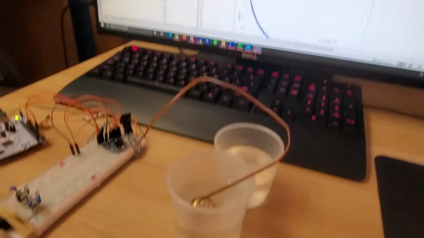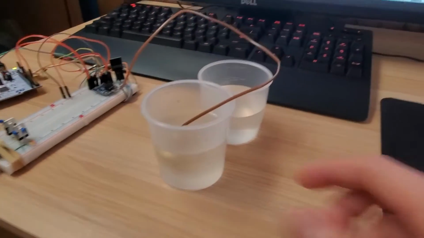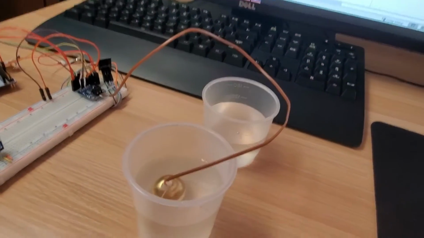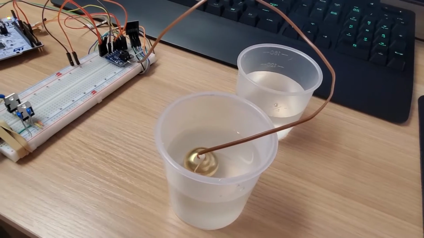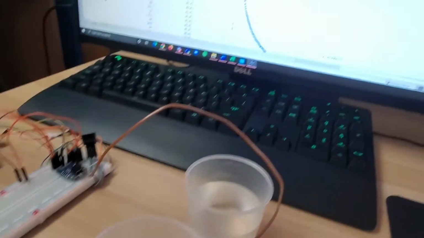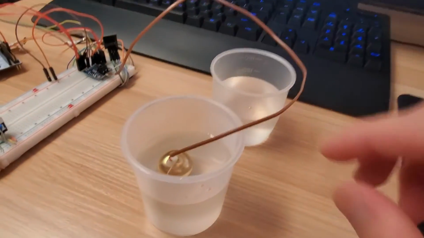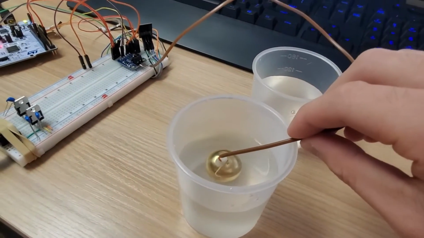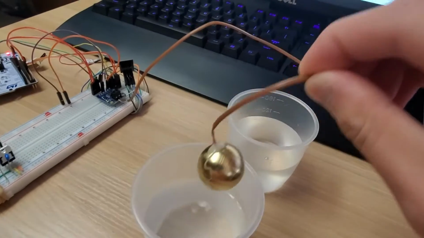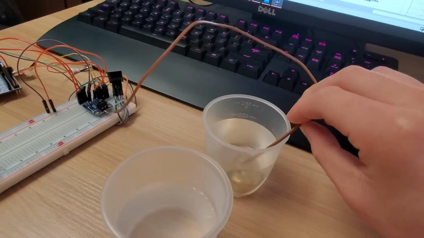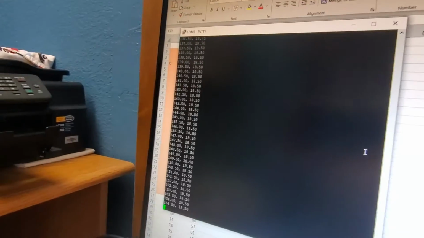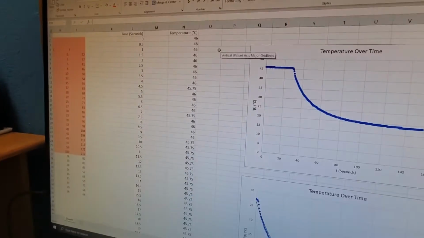I already took the data, but what I did was first put the ball in hot water and let it sit for a while till it's constant, as seen in this graph. And then, after the temperature of the ball was in steady state, I would just put it in the cold water and let it stay. And all the values were outputted to PuTTY and copied to Excel.